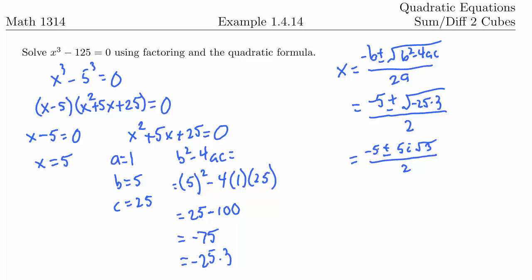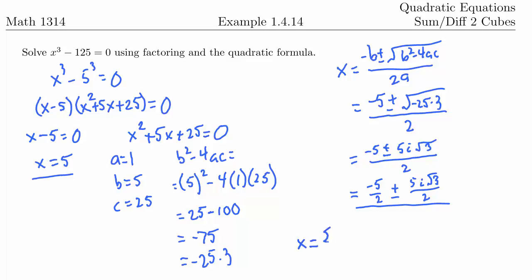Now notice, 5, 5, and 2 share no common factor. Therefore this can't be simplified. But because it is a non-real complex number, you need to go ahead and break this up into two separate fractions. So this gives me negative 5 over 2 plus or minus 5i root 3 over 2. Or this I can go out here in front. So I have three solutions, 5 and negative 5 over 2 plus or minus 5i root 3 over 2.